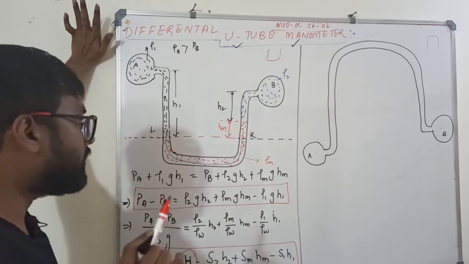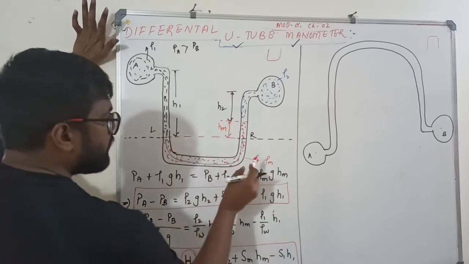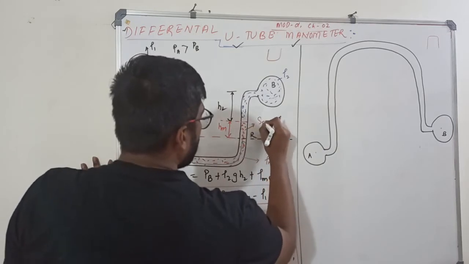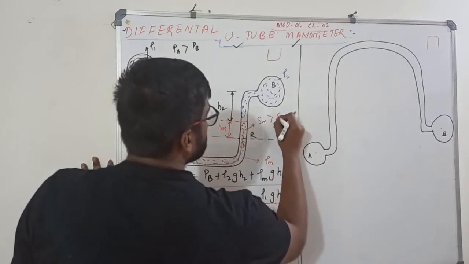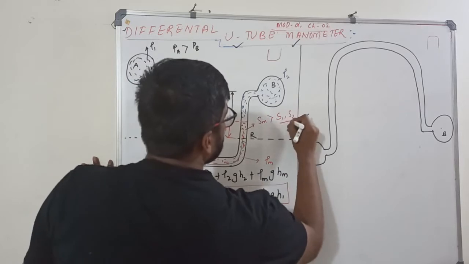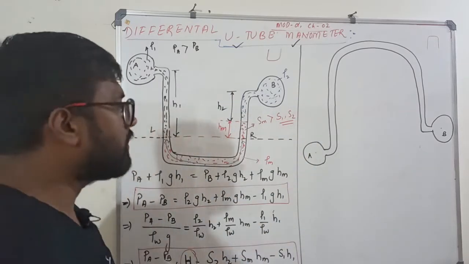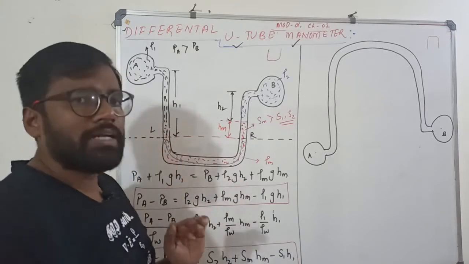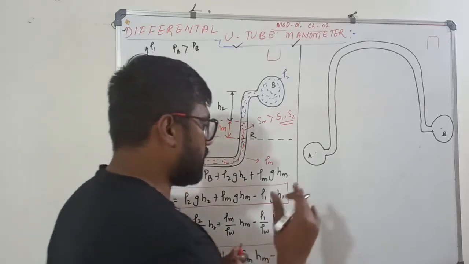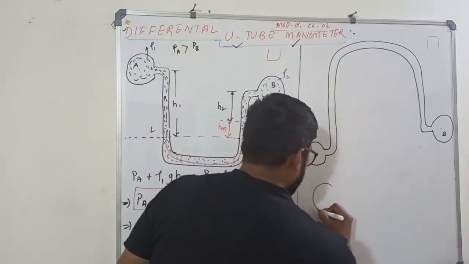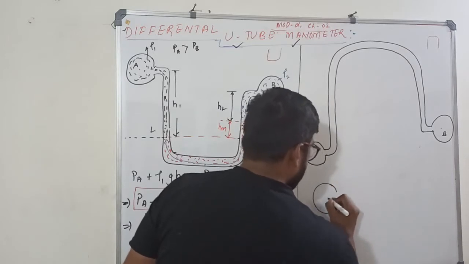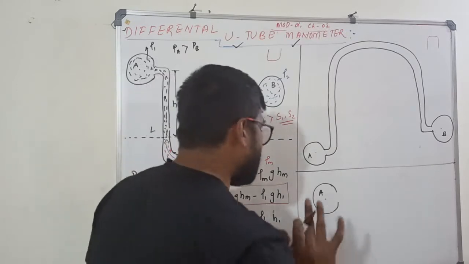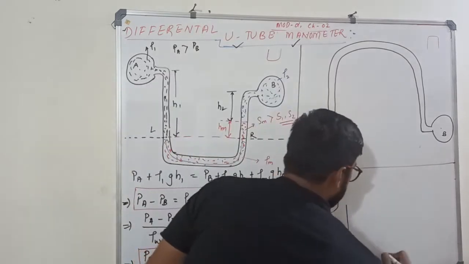Remember, in case of a differential U-tube manometer, the density of whatever manometric fluid we have used, Sm, is normally greater than the density of both the fluids. Sir, why should the density be more? For that, let us go to the manometer. We want to know the pressure in this pipe A. Very good. And we had a U-tube.